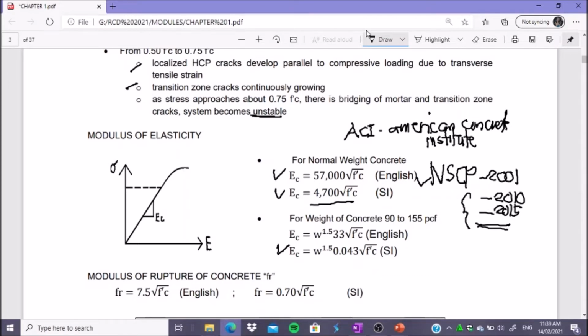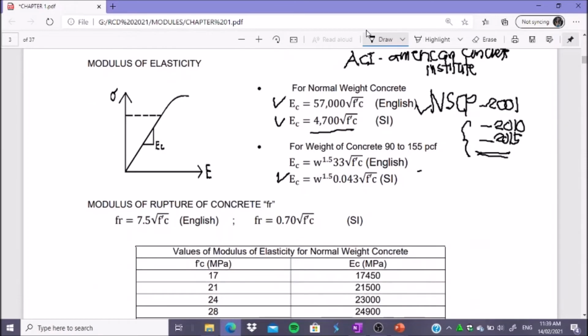Okay. So, modulus of elasticity of concrete, 4,700 square root of FC prime. The next is we have the modulus of rupture of concrete. So, modulus of rupture, FR, is equal to 0.70 square root of FC prime. So, in English system, that is 7.5. Divide mo ng 12, that's around 0.70.